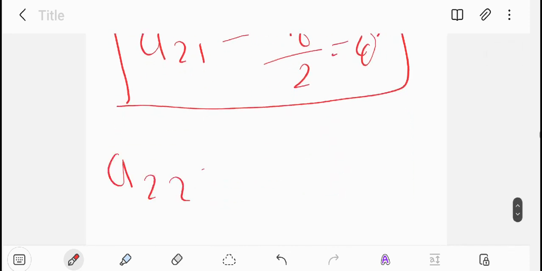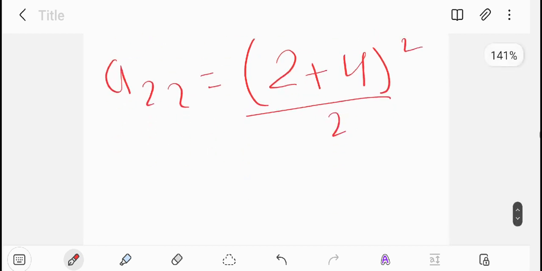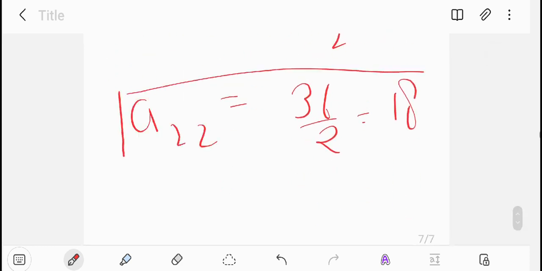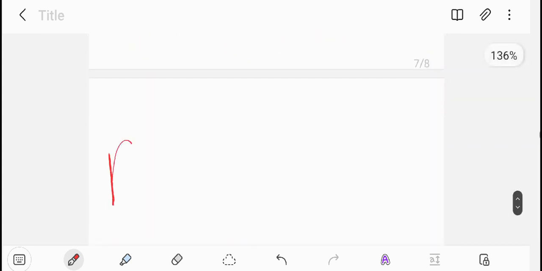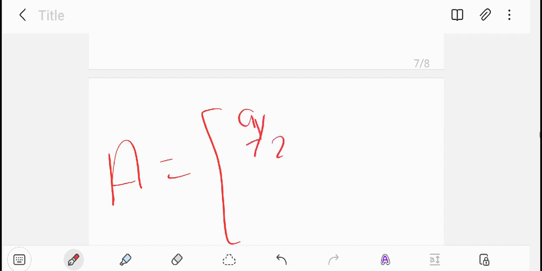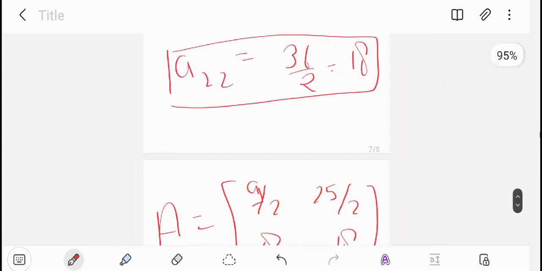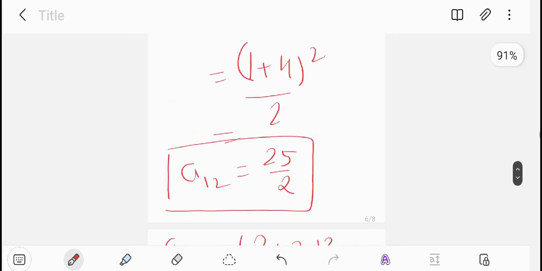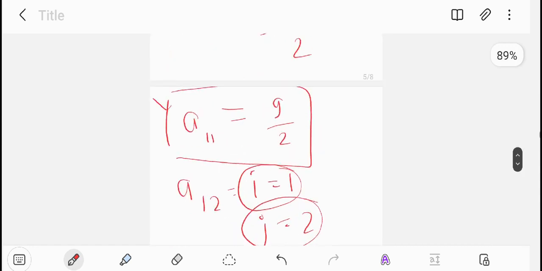Now next I have to find a22. Again using a similar concept, we will write the formula in this way. So 6 square, 6 sixes are 36, by 2, which is 18. So I have found all the values that will be there in my matrix. So what does my matrix become? It becomes 9 by 2, 25 by 2, 8 and 18, right? a22 is 18, a21 is 8, a12 is 25 by 2 and a11 is 9 by 2.